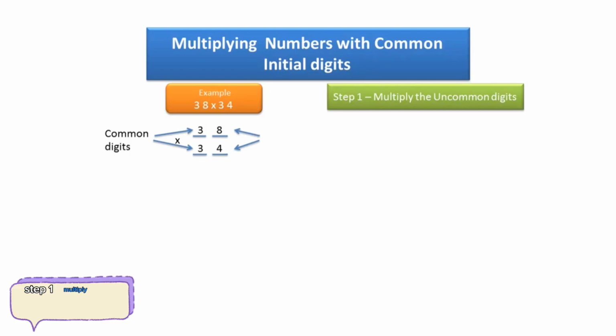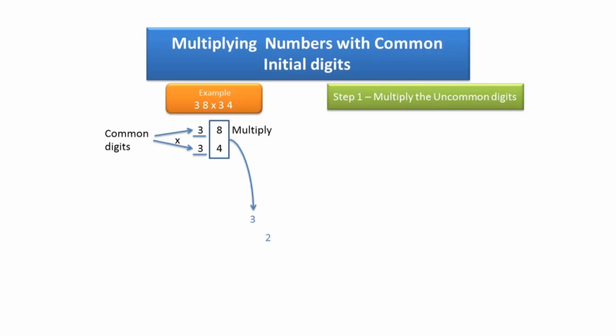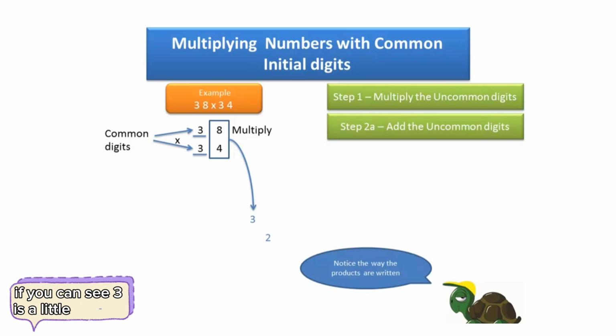Step 1, multiply the uncommon digits. So 8 times 4 equals 32. Notice how the product is placed. If you can see, 3 is a little forward than number 2.